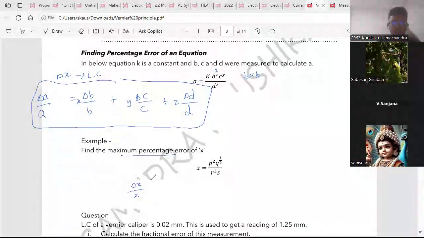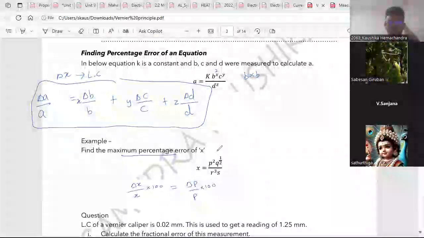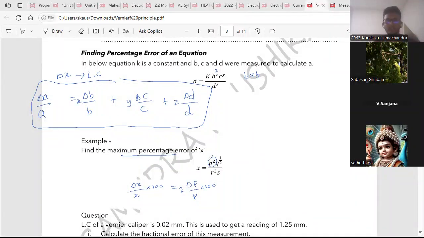So they're asking percentage here. So delta X over X into 100, that's the percentage error of measuring X, is equal to delta P over P into 100, the percentage error of measuring P, into 2, right? That's the error of P that affects the measurement of X. Plus for Q it's half, so it's half the error. Half means it's root Q, right?